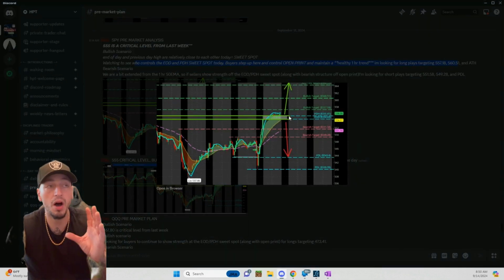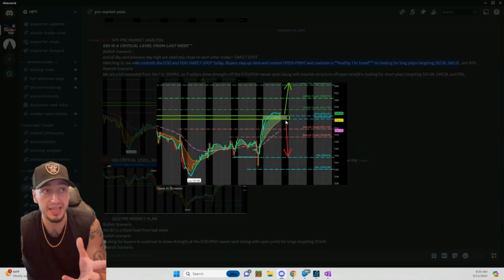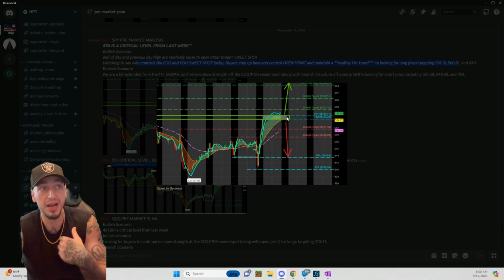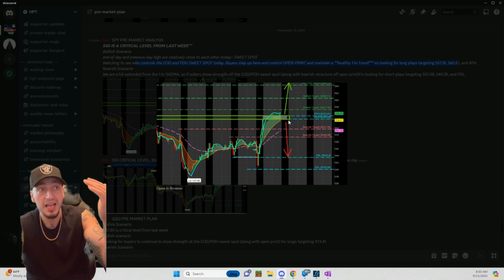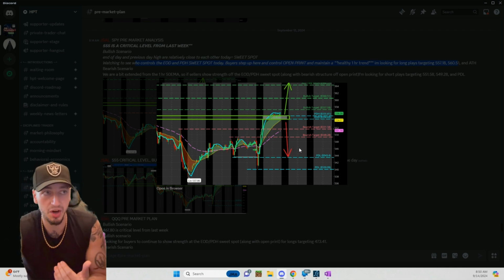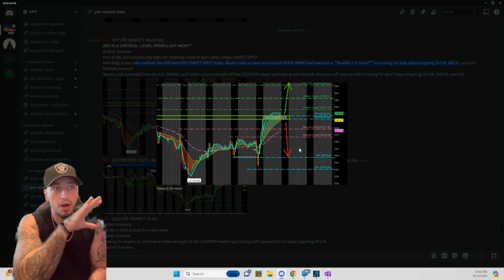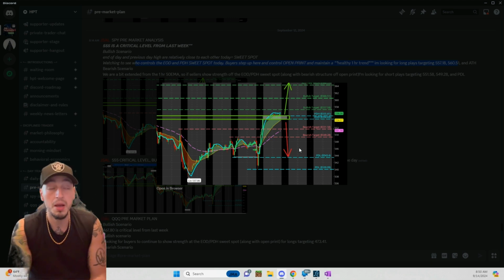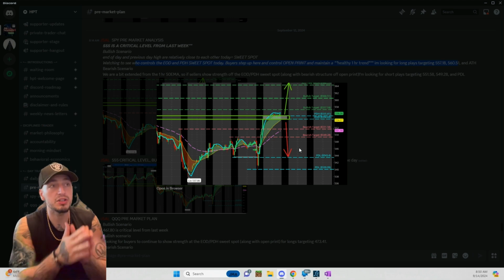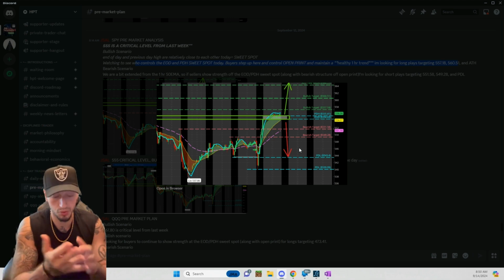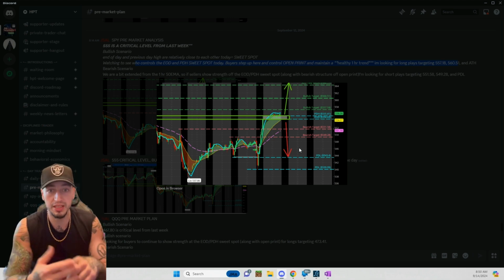Here's a little graphical presentation of the sweet spot and, if buyers control it, these are my upside targets. If sellers control it, here's my downside targets. I'm a very firm believer in a clear message, a clear understanding, meaning I want my clients to view this day as whoever controls the sweet spot, I'm looking to trade with.